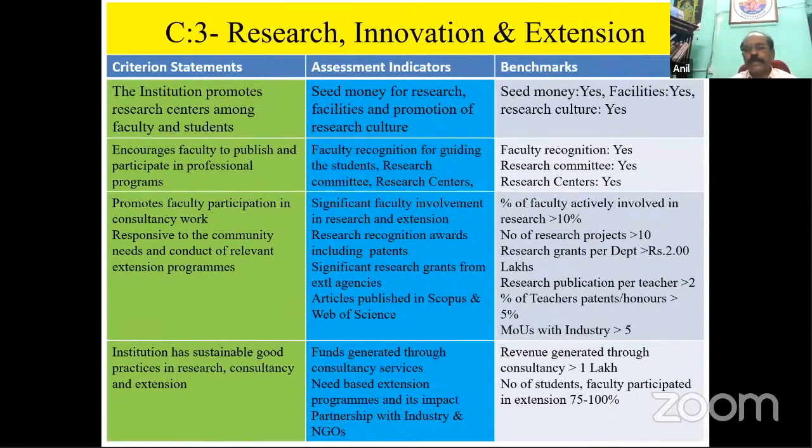Research publications per teacher must be above 2 per year. The percentage of teachers with patents and honors must be about 5%. It is for the overall institution. MOUs with industry must be at least more than 5. Revenue generated through consultancy must be more than 1 lakh. It must be very formal. That means you have to take the receipt, and also you have to give a receipt. You have to maintain the cash book. Maybe you can enter into this CPDC. Right? The number of students and faculty participating in exchange activities must be 75% to 100%.